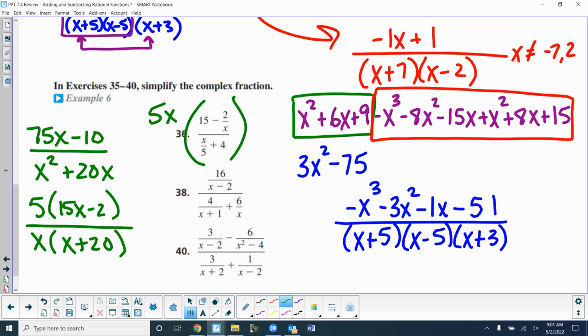What is x not allowed to be? Look at the original. What's x not allowed to be? 0. Just look at the original problem. The only spot where we get a 0 is if we make x 0, in the bottom.